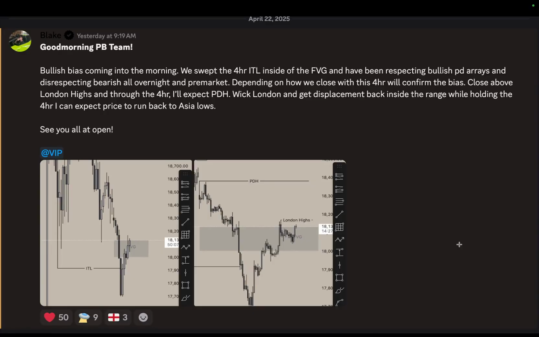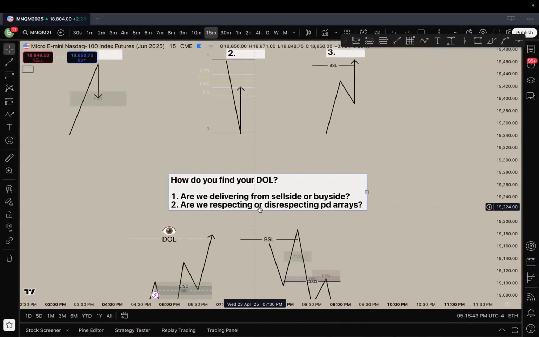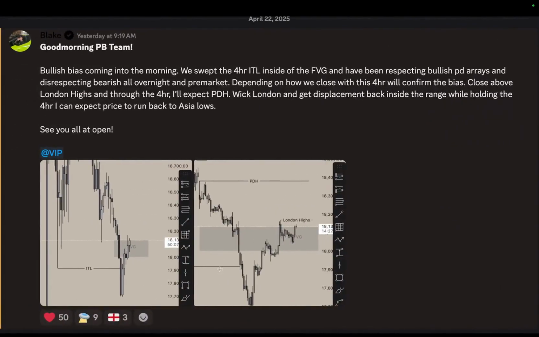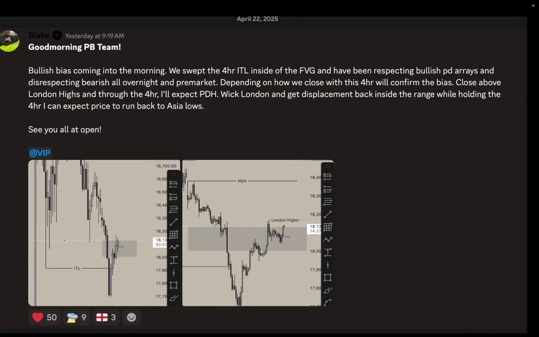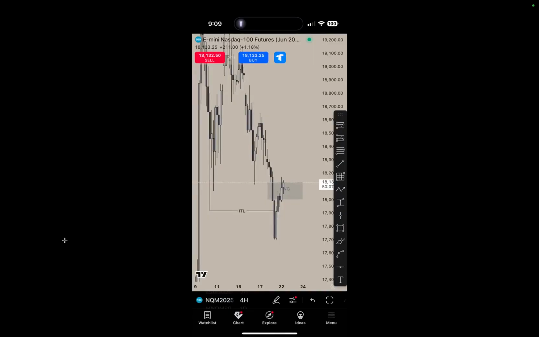Okay. Now, are we respecting or disrespecting PD arrays? That's the next question you have to ask ourselves. What are we doing in this scenario? What are we doing with this 4-hour gap? We're inverting bearish PD arrays, right? We're disrespecting bearish PD arrays.